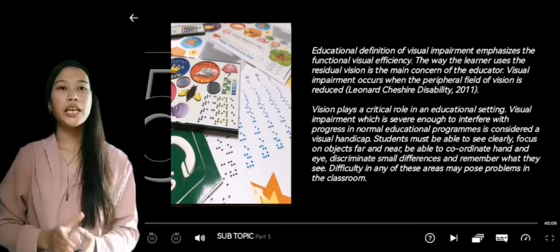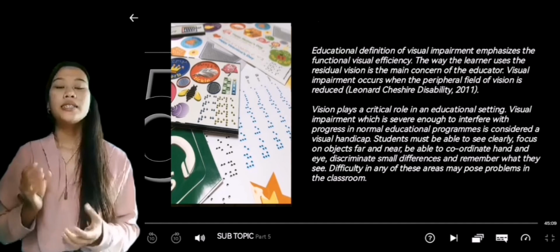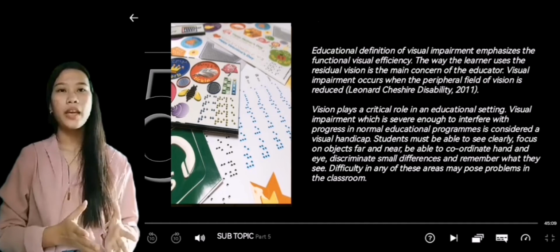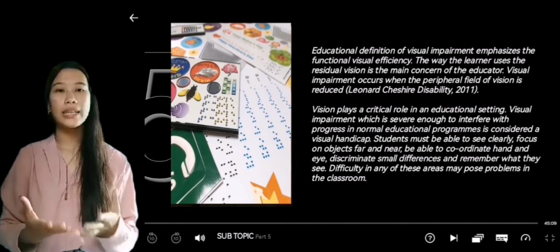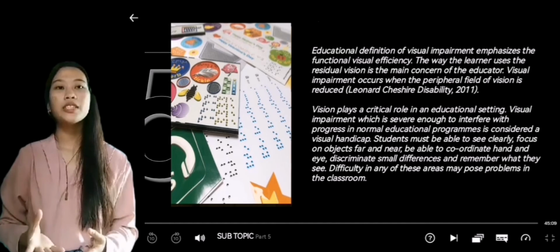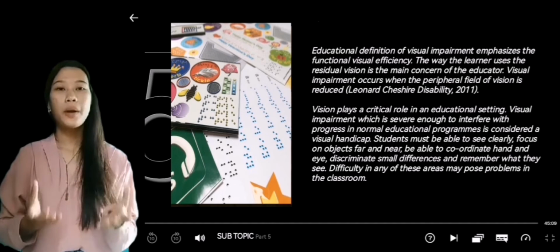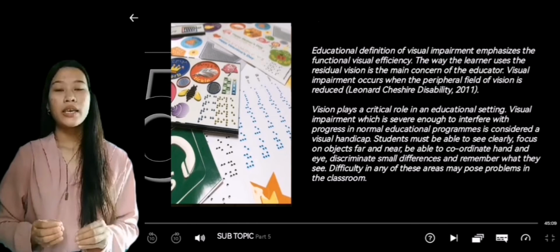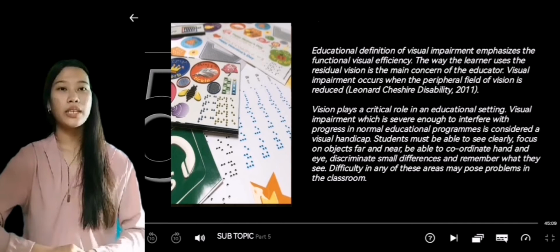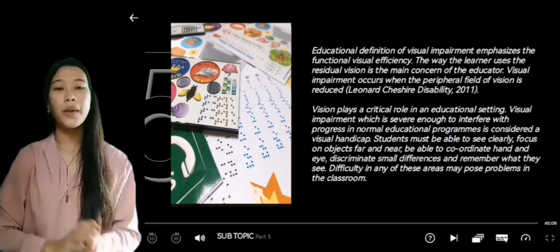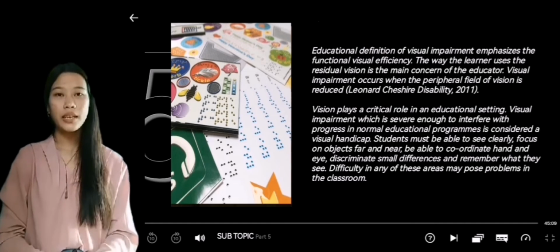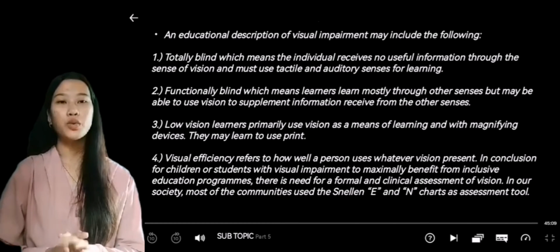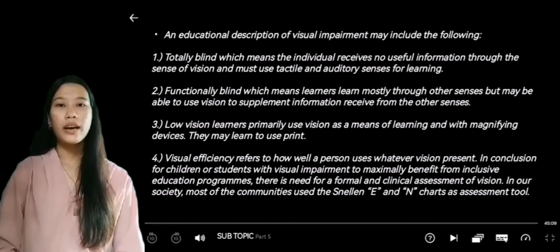Therefore, students must be able to see clearly, focus on objects far and near, be able to coordinate hand and eye, discriminate small differences, and remember what they see. Because if they have difficulty in any of these areas, it may pose problems in the classroom. So to summarize, an educational description of visual impairment may include the following.